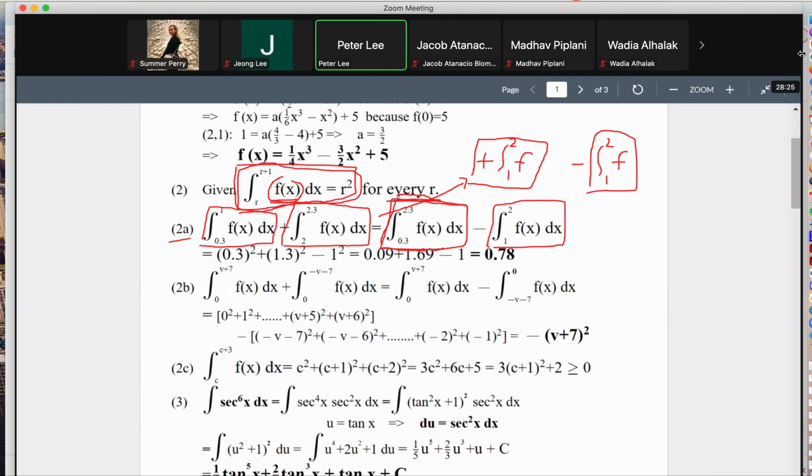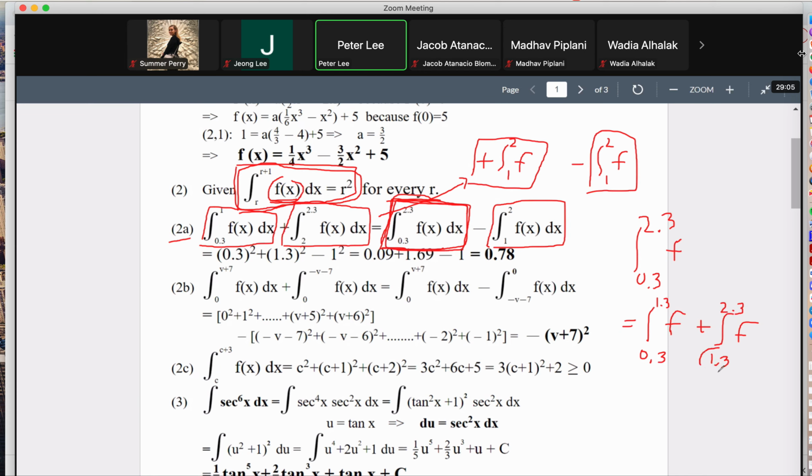And now the question is, how do we compute this integral of f from 0.3 to 2.3? Well, this one is not too hard. This is equal to the integral of f from 0.3 to 1.3, and then plus the integral of f from 1.3 till 2.3.